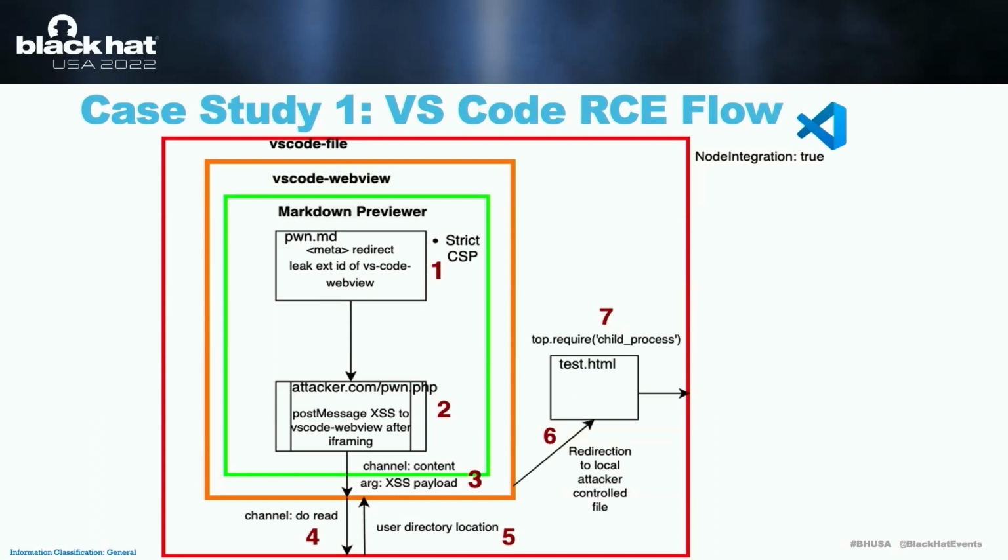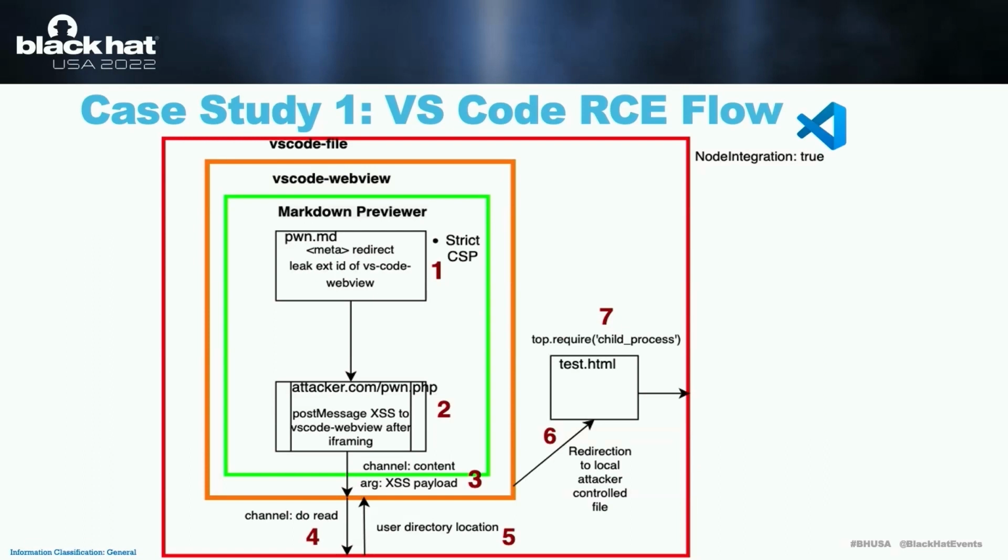So once we leaked that extension ID, we found an XSS on one of the other windows, which is the VS Code web view. And what we did is we found a way to perform a postMessage call to that particular frame. So in this case, we deploy our XSS using a postMessage on the VS Code web view. And then we deploy another XSS on the same web view to perform a channel do read, which will leak the current directory where the project is downloaded on the victim's machine through vscode-file.